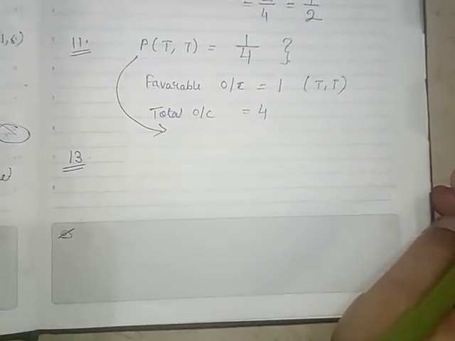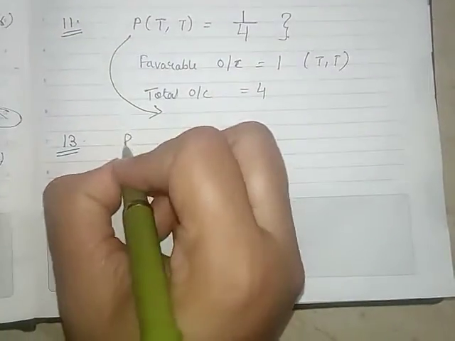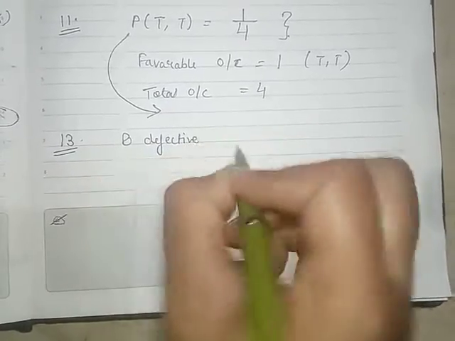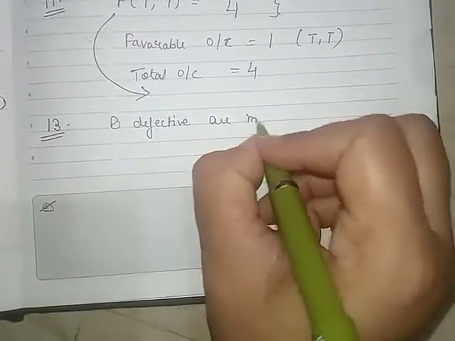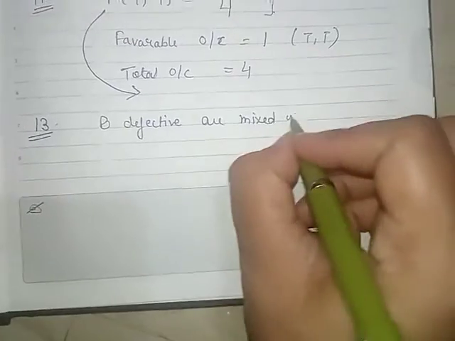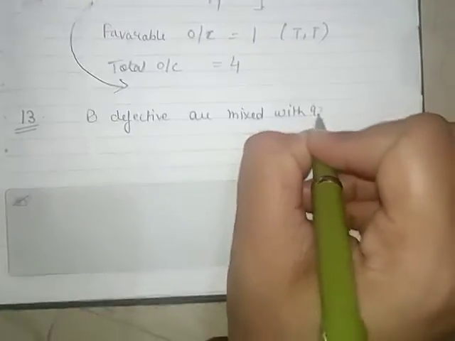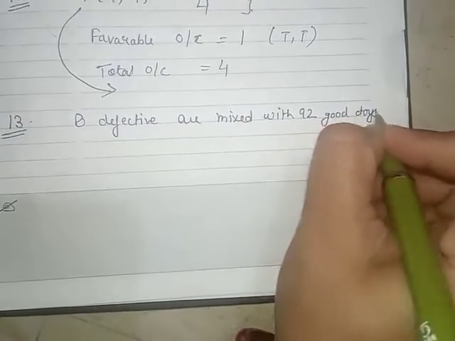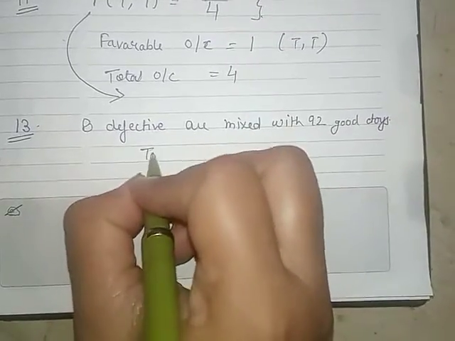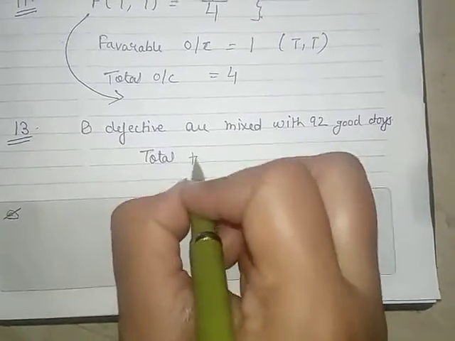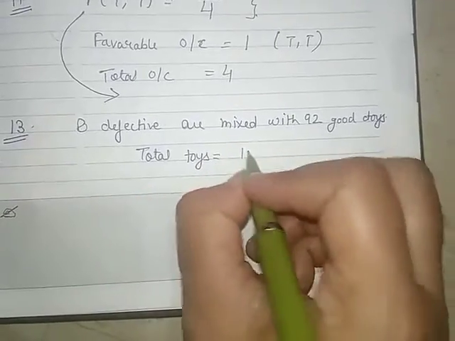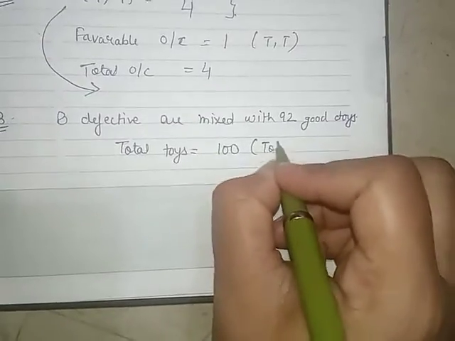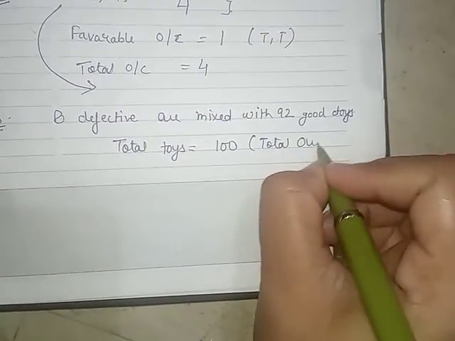So in the 13th question they are saying 8 defective toys are mixed with 92 good toys. So what will be the total number of toys now? Total toys are 100. This is your total outcome, you can say.